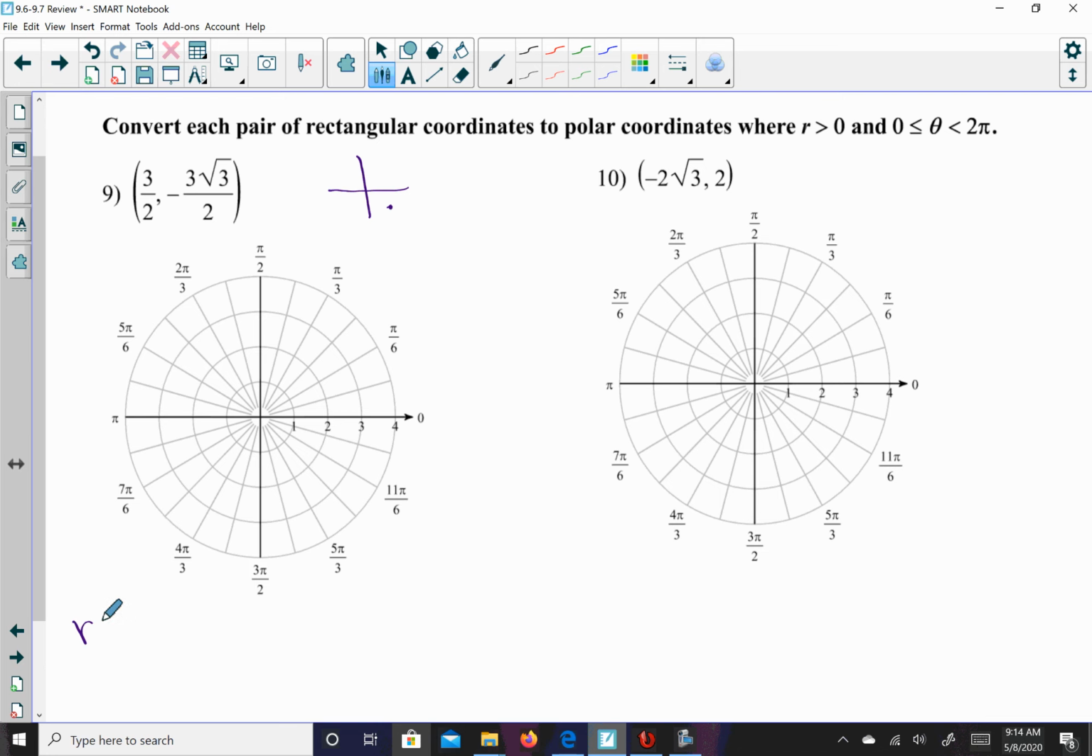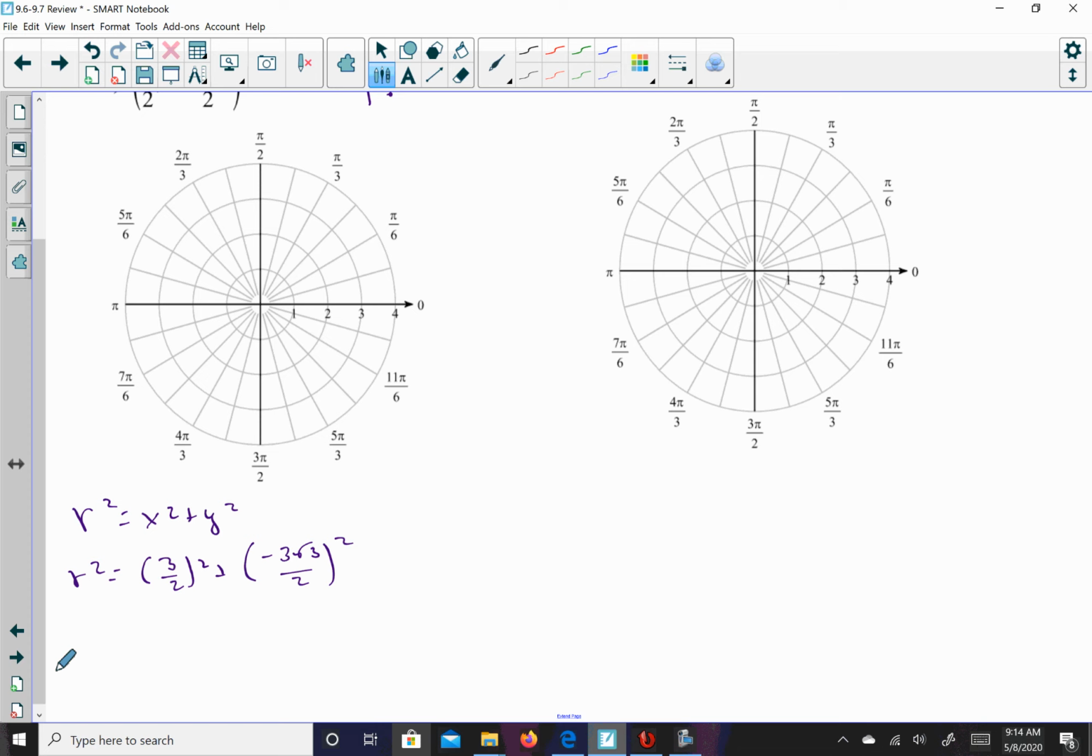Your 2 formulas that you need to know, because remember, polar coordinates come in the form of r and then theta. I'm going to say r squared is equal to x squared plus y squared. So r squared is equal to (3 over 2) squared plus (negative 3 times the square root of 3 over 2) squared. If you do all this in your calculator, you are going to get 9, I believe. Yeah, because I'm going to get 36 over 4. So r squared is equal to 9, which means that my radius is equal to 3. So that's the first part. My radius is equal to 3.